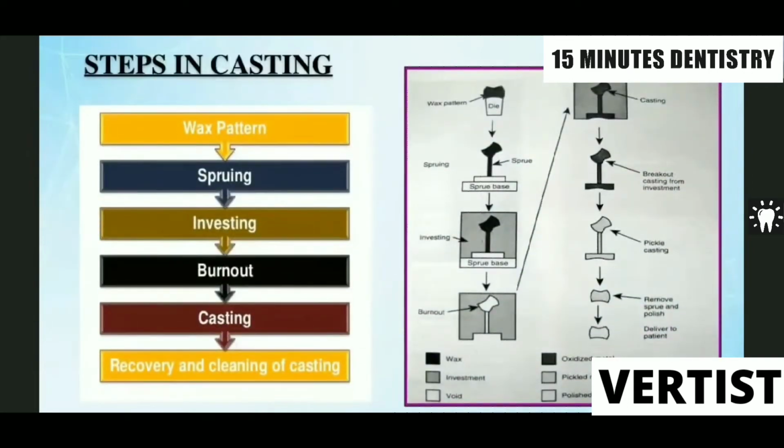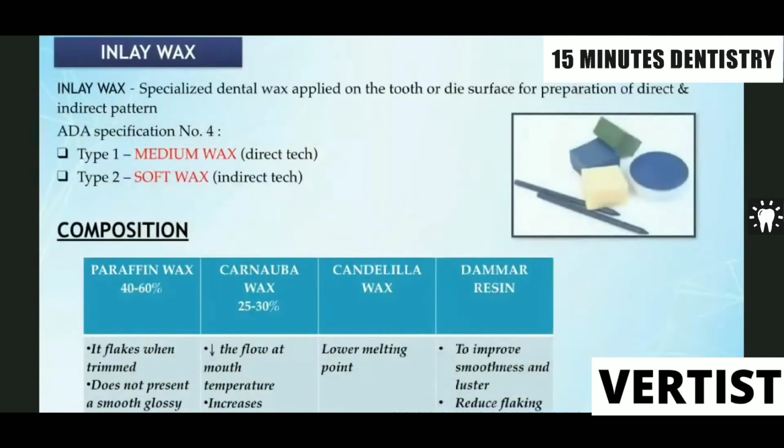Now, what are the steps in a casting? First is the wax pattern that is prepared. Then you go to your sprueing. Once the sprue is applied, the wax pattern is withdrawn. It is invested. After the investing, the burnout is carried out. After the burnout, it is the casting, and then we do all the finishing and polishing of the cast restoration.